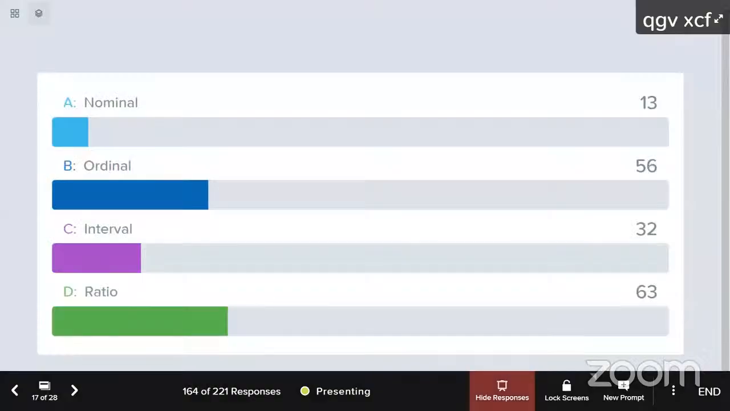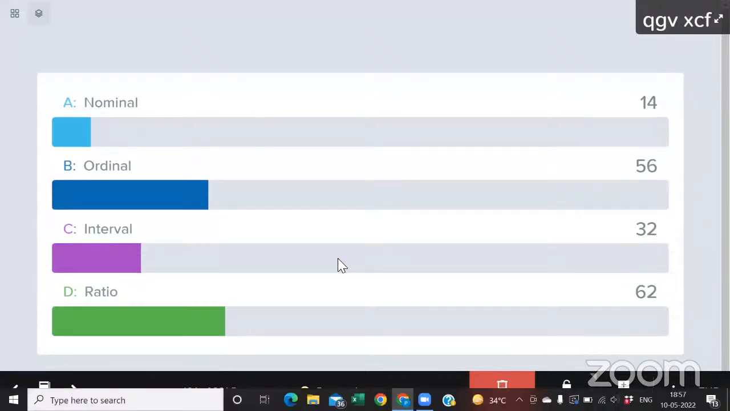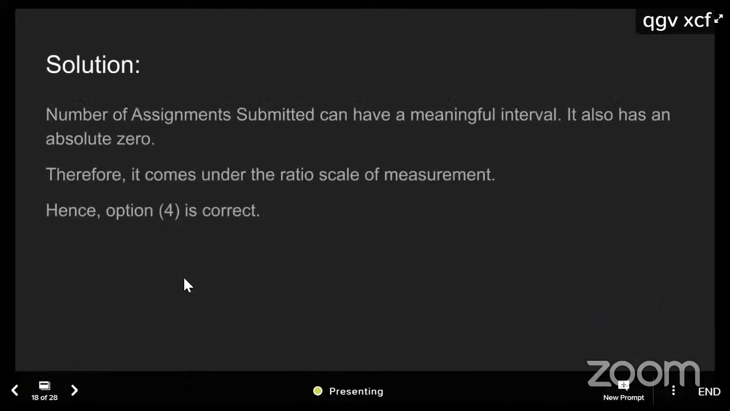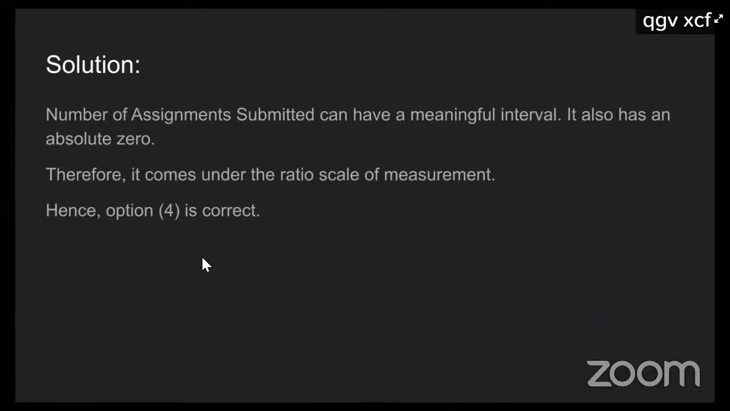Sir, let's see the responses. Okay, majority is ratio scale of measurement. Okay, let's see. The question is about the number of assignments submitted. Here, the number of assignments submitted can have a meaningful interval, right?